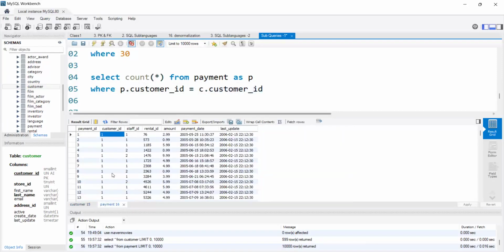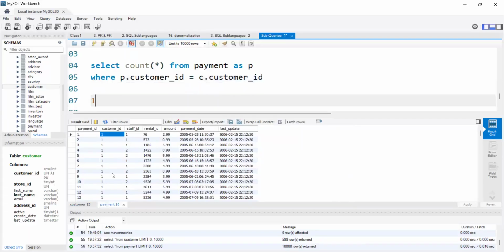So basically, whenever this where clause is true, it will count the number. So here I got 1. Okay, this is true, so I got 1. Next, it will go to the second row. In the second row also it will check, we have 1 here. It will go to the customer table.